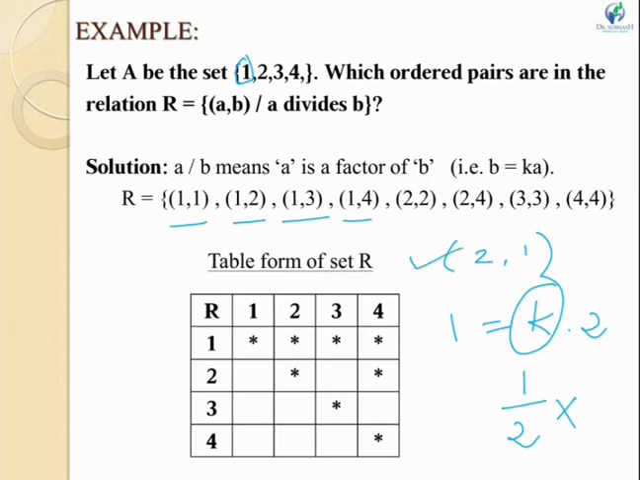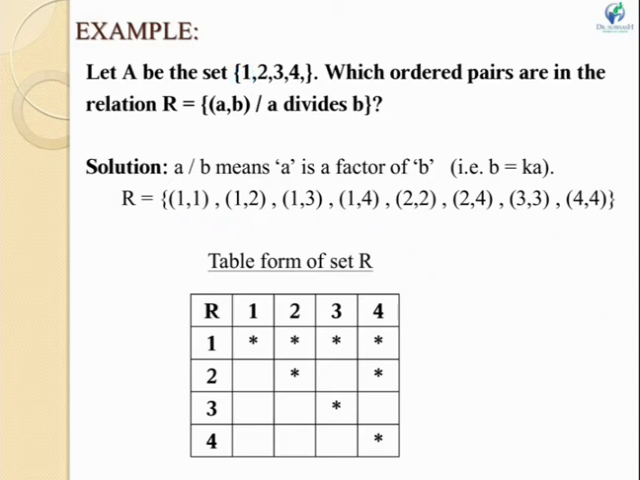Similarly, I cannot take 2 3. So with respect to 2, only I get 2 2 and 2 4. Similarly, we cannot write the ordered pair 3 1 or 3 2 because 2 cannot be written as an integer into 3. If I want some constant here, I need to put 2 by 3, and this is not an integer.